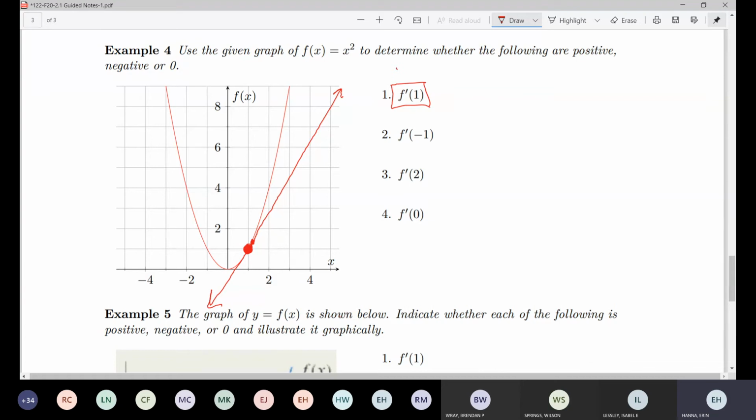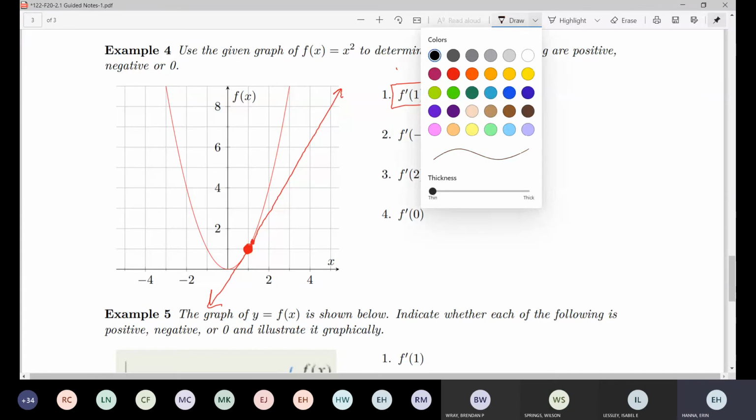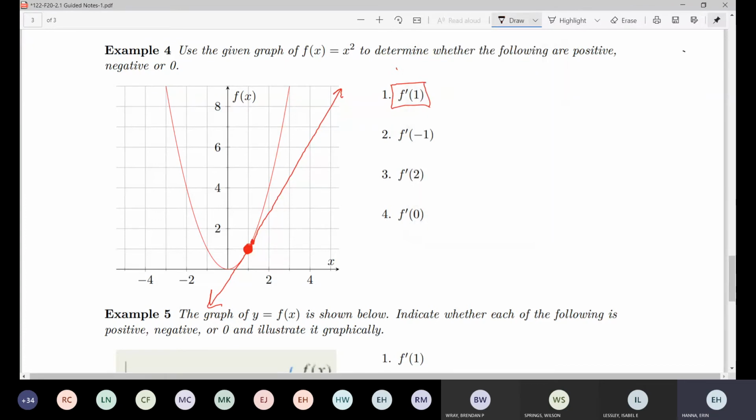Is the slope of that line positive, negative, or 0? If we were in class, I would wait for someone to answer, but talking to a screen is weird. That's going to be positive because that's an increasing line. It's going up from left to right. So the slope of that line is positive. So since the slope of that line is positive, this value f prime of 1, I don't know what it is, but it's going to be positive.